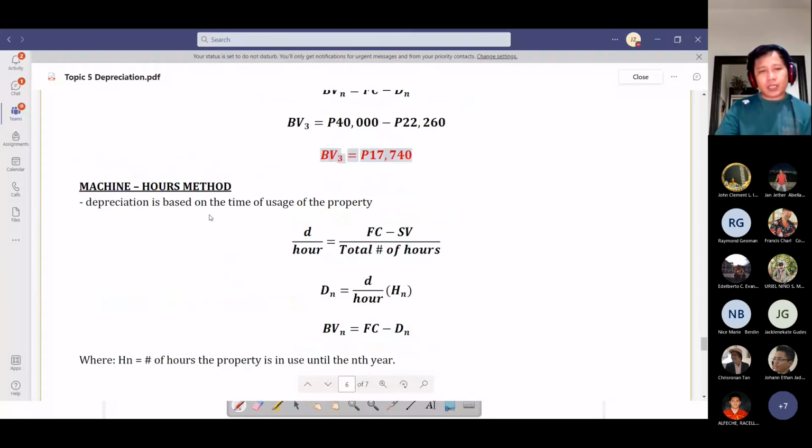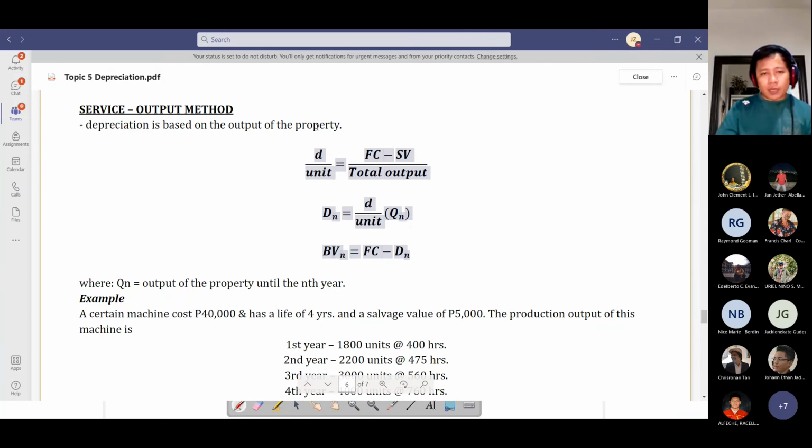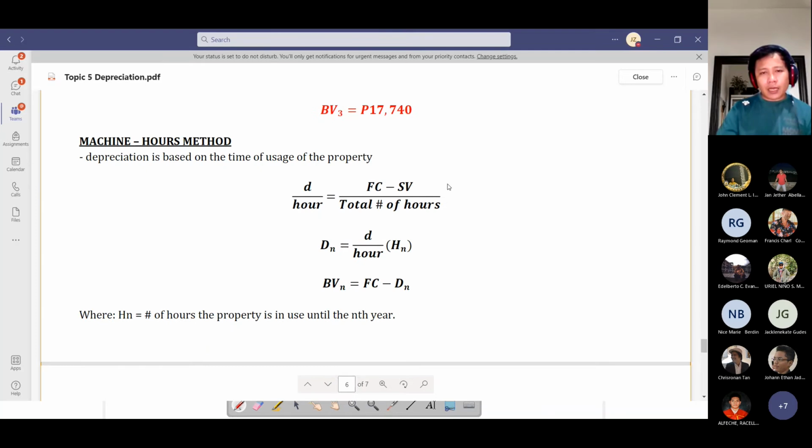Now the other one is the machine hours method. For this one, the solving procedure is the same as the service output method. The only difference is that the machine hours method is based on time, while the service output method is based on output. But the formula is the same. Look at the formula of the service output method and the formula of the machine hours method, they are the same. The only difference is per hour here, hours here, while for service output it is per unit. So you have here, again.